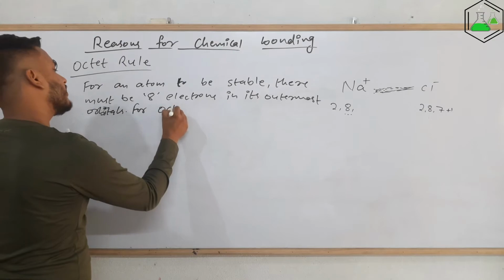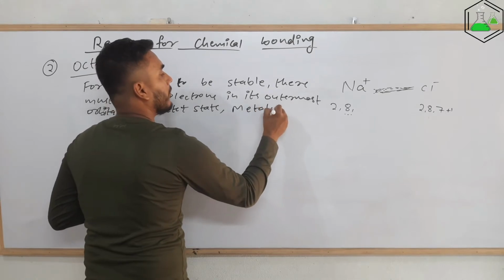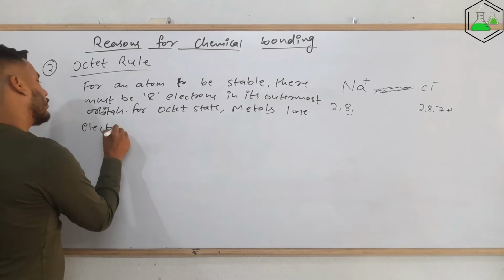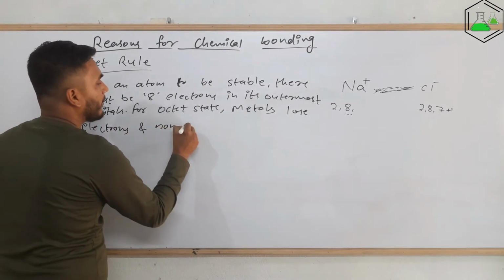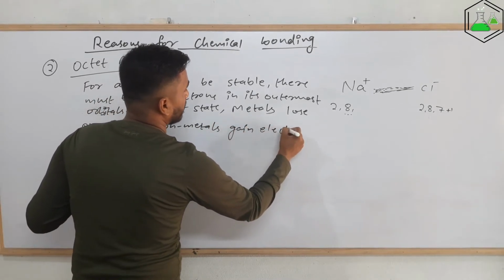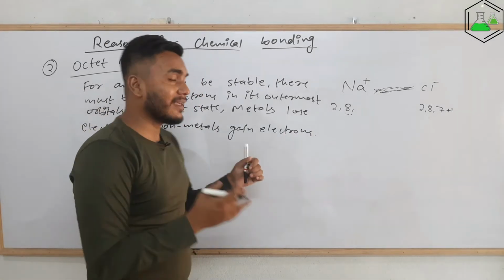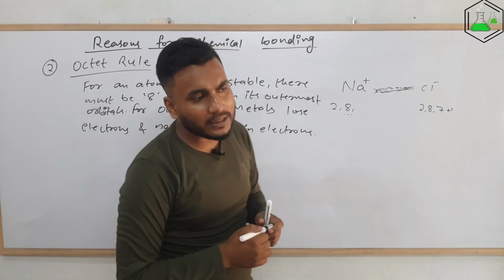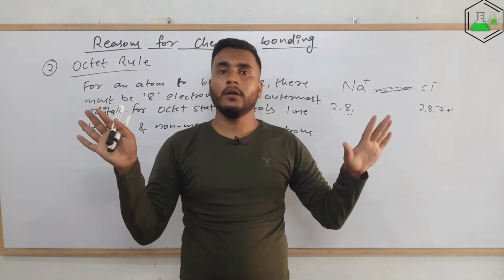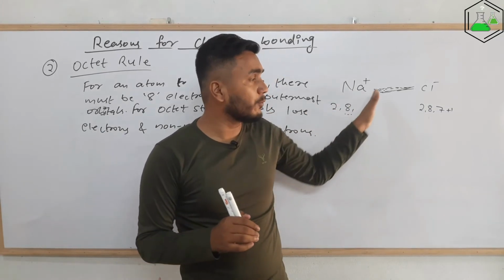For the octet state, metals lose electrons, and non-metals gain electrons. Generally, metals lose electrons and non-metals gain electrons to be in the octet state. And when they are in the octet state, they are stable. To be in the octet state, they can do anything. For stability, they can do anything. They can bond with anything, but they have to be stable.